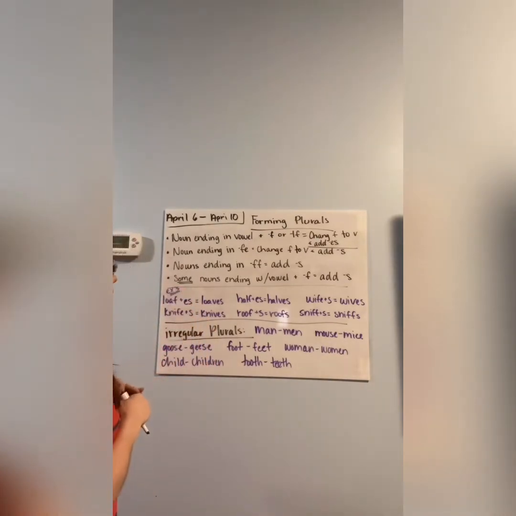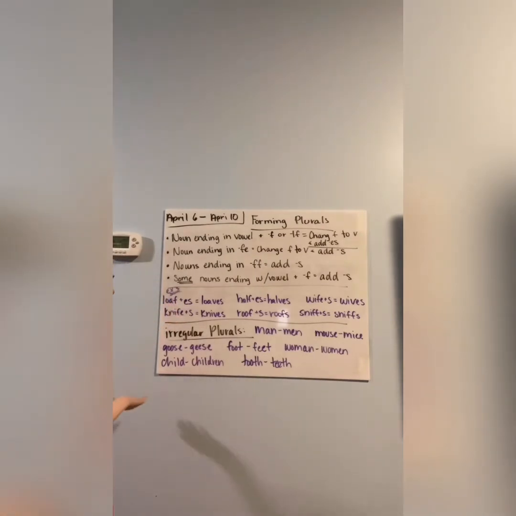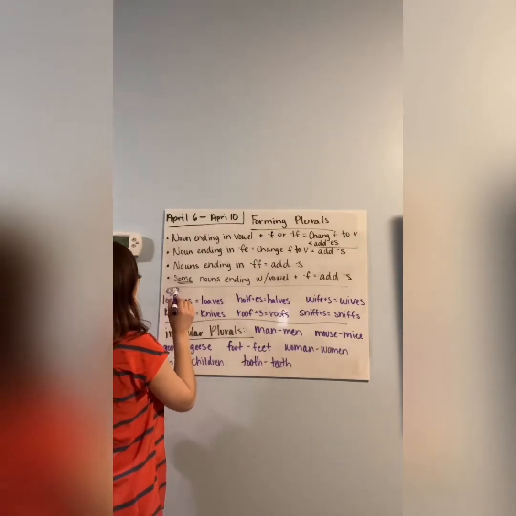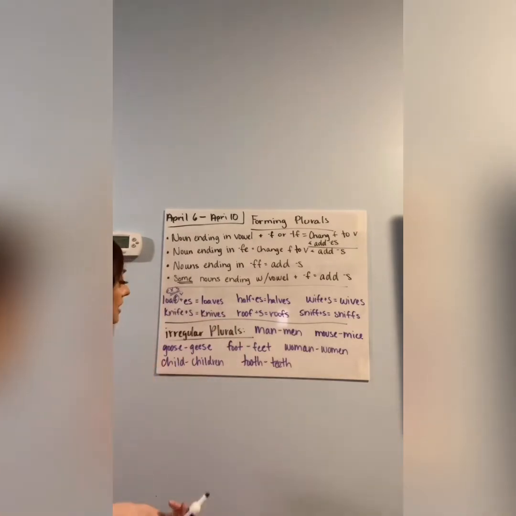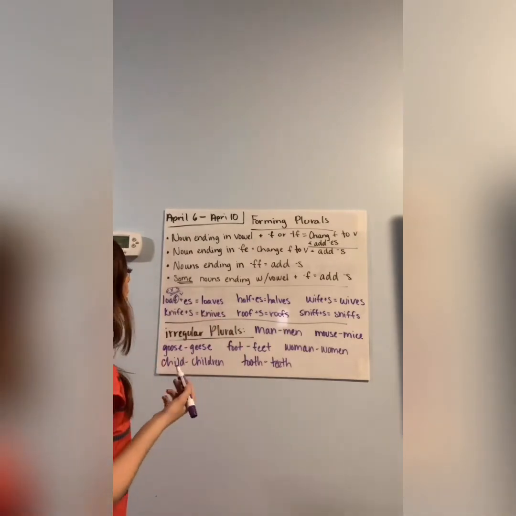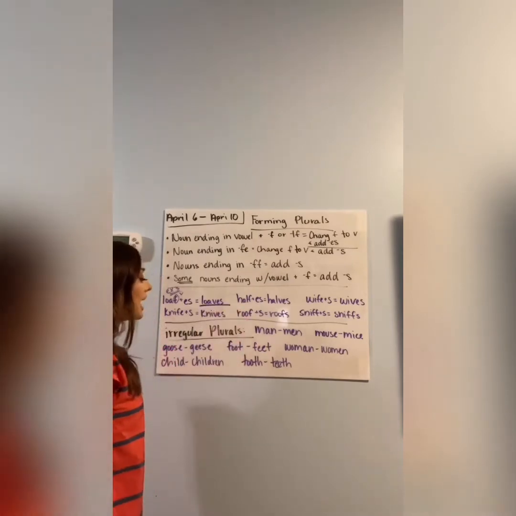So let's look at our first example. The word is loaf. So when we're making loaf plural, well, loaf ends with an F. It ends with a vowel followed by an F. So since that's the case, in order to make it plural, we would have to change the F to a V, and we would add ES to make it plural. So the word would become loaves, L-O-A-V-E-S.